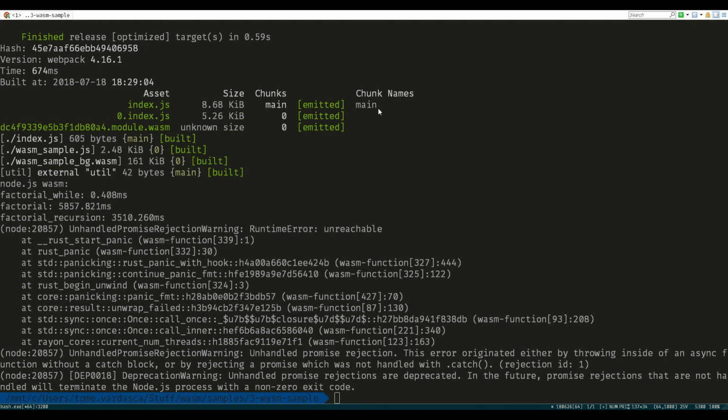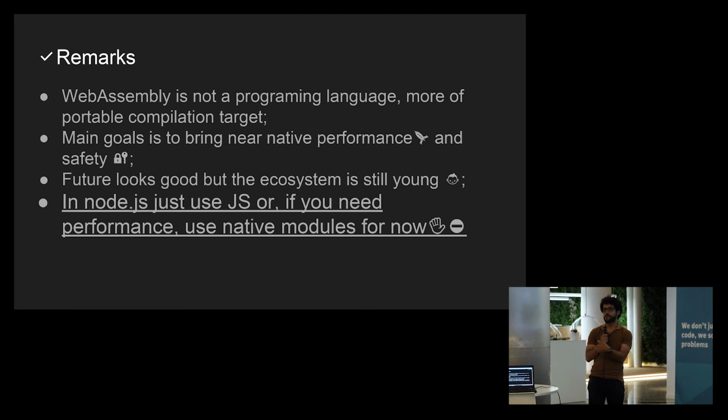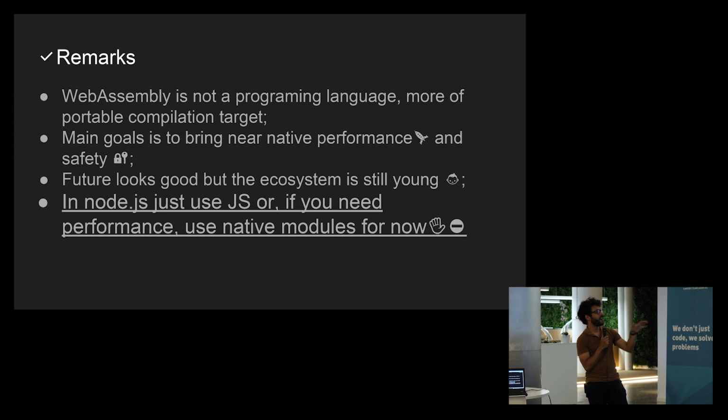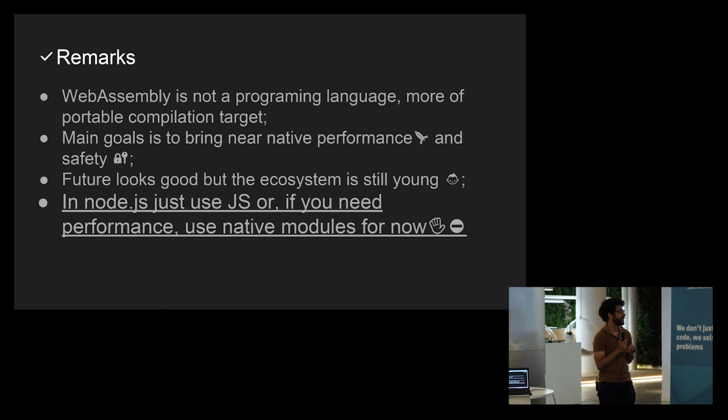So the final remarks. WebAssembly is not a programming language. You can program with it if you want, almost as you can program in binary on your computer, but nobody does it. The main goals are native performance and safety. There are also other ones, but those are the main ones. The future looks good, but the ecosystem is really, really young. The first version of WebAssembly came like 2 years ago, but I think we need to wait 2 more years from now to have it as stable as it can get.